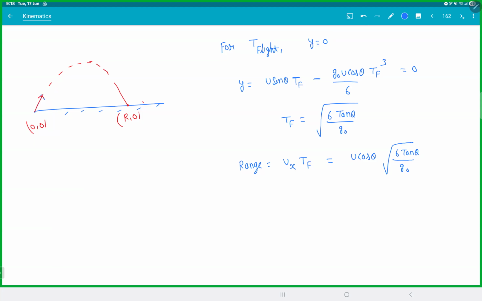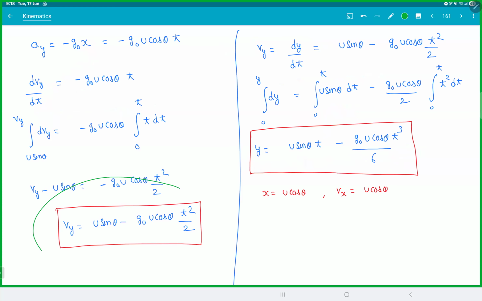Any doubts on this part? Tell me one thing. At h max, what is Vy? At h max, Vy is 0. Y component, right? You have only the horizontal velocity, u cos theta. That means make Vy 0. This equation, if you put it 0, I'll get time of ascent.